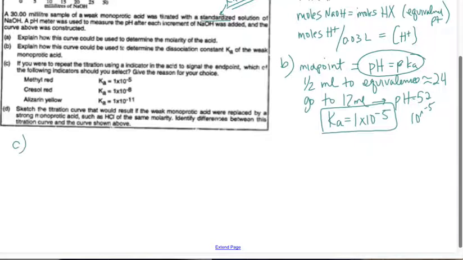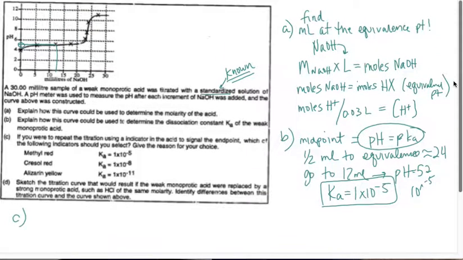If you were to repeat the titration using an indicator in the acid to signal the endpoint, which should be the equivalence point, but sure, which of the following would you select? Cresol red. He didn't fall for it. I get worried. A lot of students see this, and they see that one happens to match their answer from the last part, but that is the midpoint, right? Do we care? Do we want the indicator to change color there? No, we want it to change color in the middle of the sharp rise, which looks to be about a pH of 8.